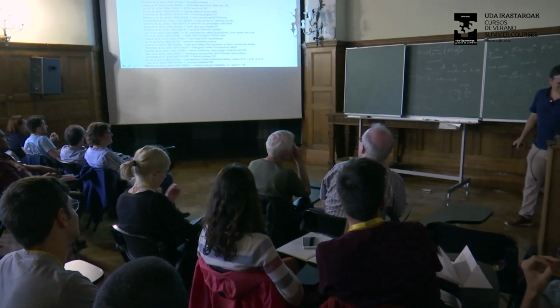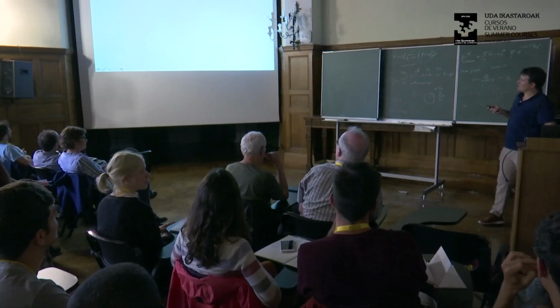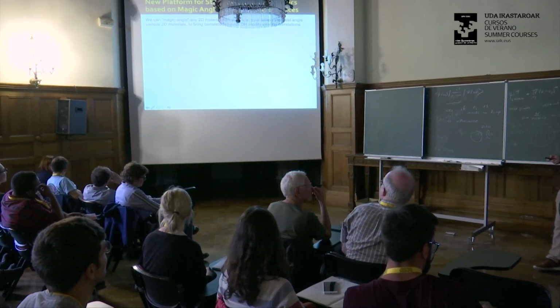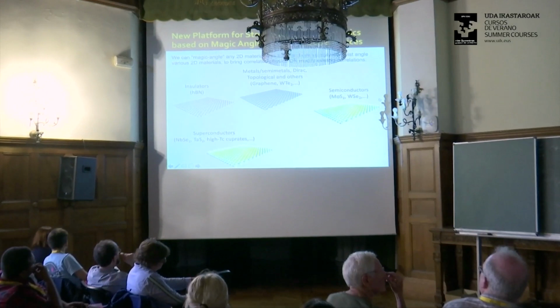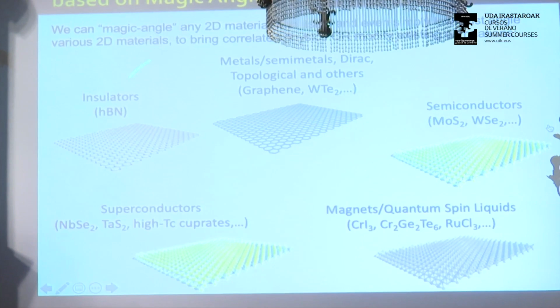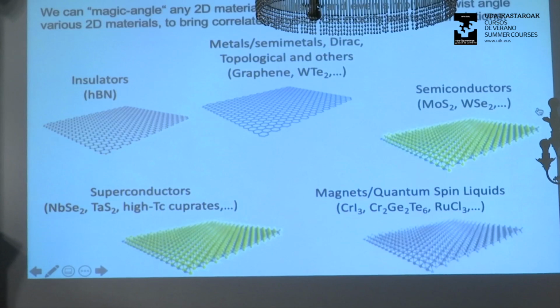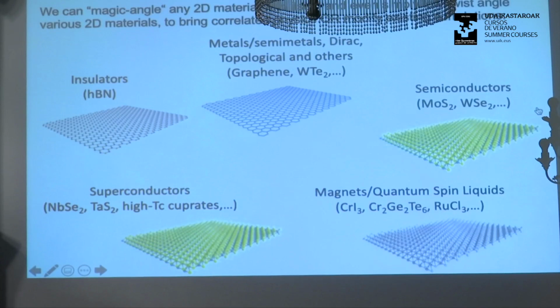With this, I just want to mention that you can now make these magic angle devices with any 2D materials. And because we have essentially all of the condensed matter behaviors already represented in 2D material families, magnets, superconductors themselves, which are 2D, semiconductors, etc., we can now either introduce correlations if they were not present, like in the case of graphene, which by itself is not a very strongly correlated material, or if the interactions are already present, you will be able to modify them by magic angle twisting them, or in some cases just by twisting them by a small angle. So there are all kinds of predictions.